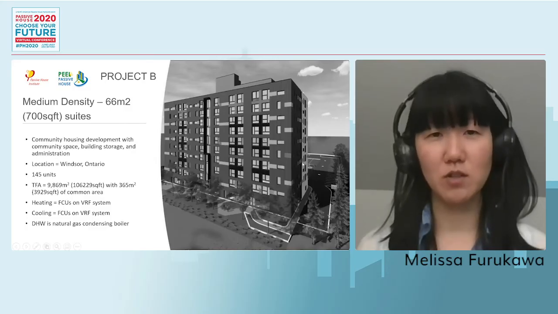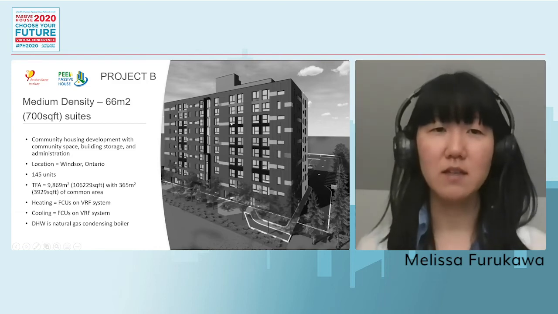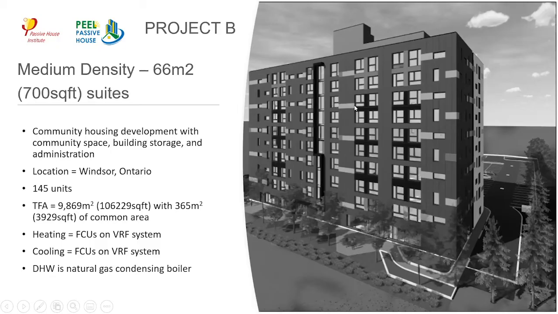So the next project we're going to look at is project B. This is a medium density multi-unit family house with an average of around 66 meters squared per suite. This is a community housing development with community space and some building storage and admin spaces on the ground floor and basement as well. The project is located in Windsor, Ontario. It has 145 units with a TFA of 9,869 meters squared and 365 meters squared of common areas.